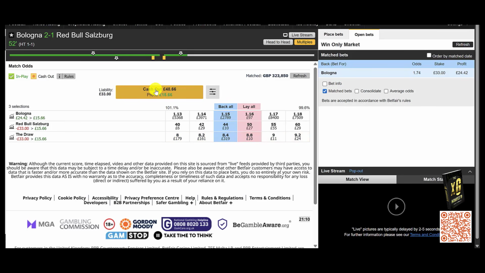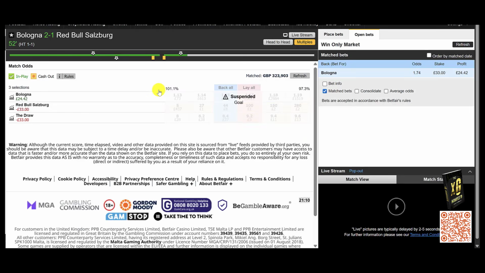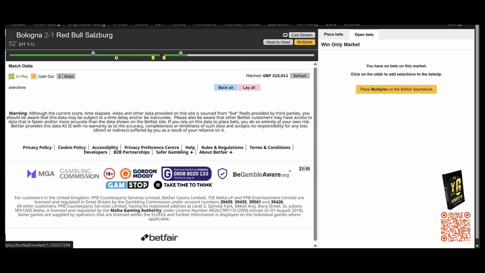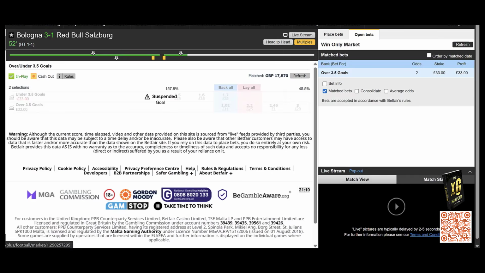That means obviously we didn't get our full stakes into the market. And as I say this, there's been another goal. So let's take a look at this. I'm not sure who it's gone to. It looks like it's gone to Bologna again. So that's improved our situation. Well, this market's gone. All right. So we got involved on the over and under 3.5 goals market. And yeah, didn't get a chance to show you that, did I? But yeah, it's just gone 3-1 Bologna.